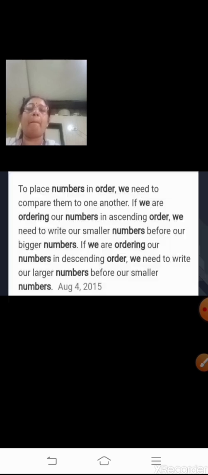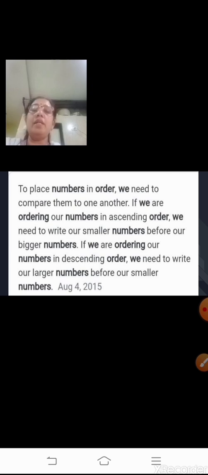Now to place numbers in order, we need to compare them to one another. This comparison of numbers we have already studied in the last class. Do you all remember, students, that by putting a table, you compare the first highest value and then you put a tick mark? Okay. So we'll just be revising that also.